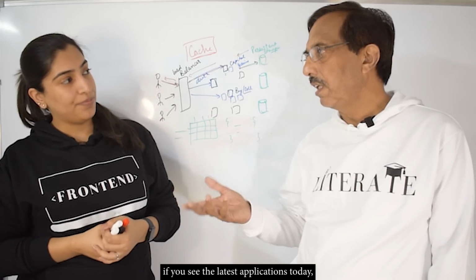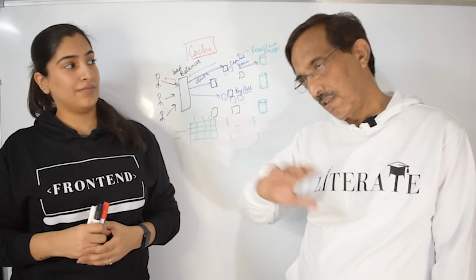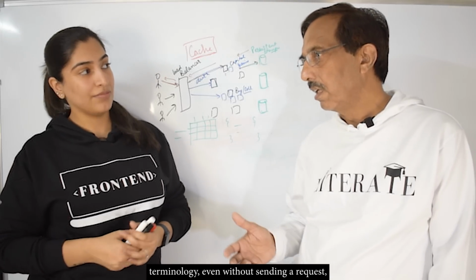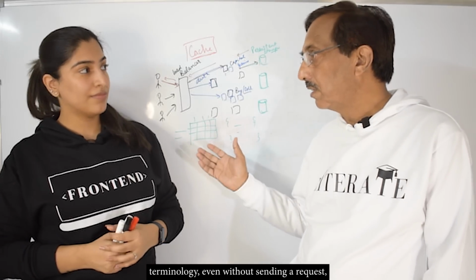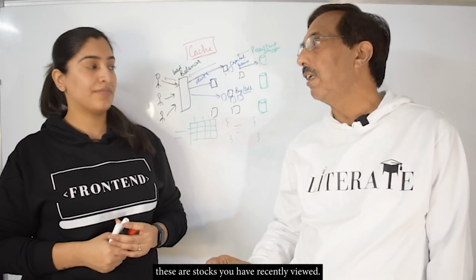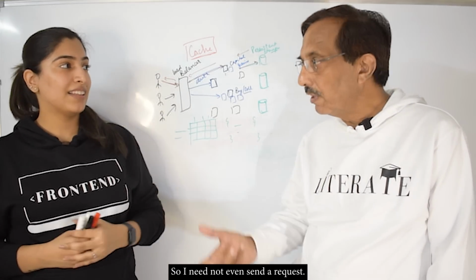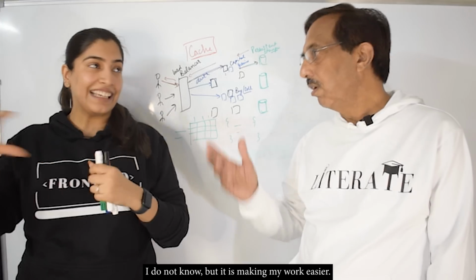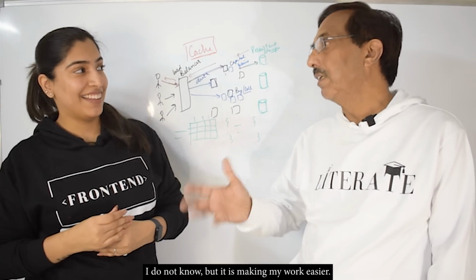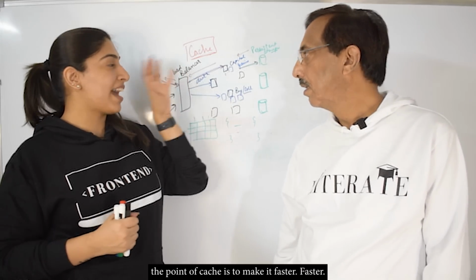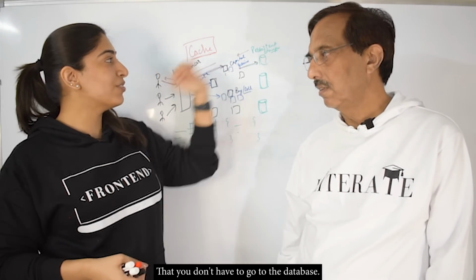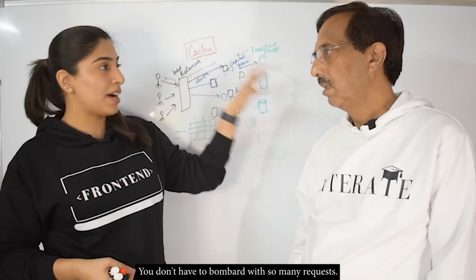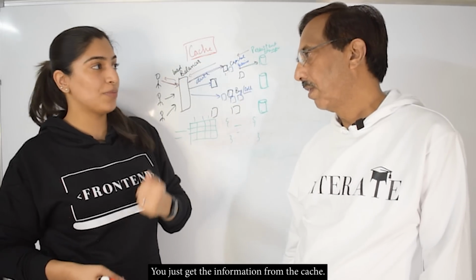In fact, if you see the latest applications today, again talking about stocks, even without sending a request, it prompts me: these are the stocks you have recently viewed. So I need not even send the request. That is another concept, where you can store all of them in a particular place, and it is making my work easier. So basically, the point of a cache is to make it faster. You don't have to go to the database, you don't have to bombard it with so many requests, you just get the information from the cache and return it.